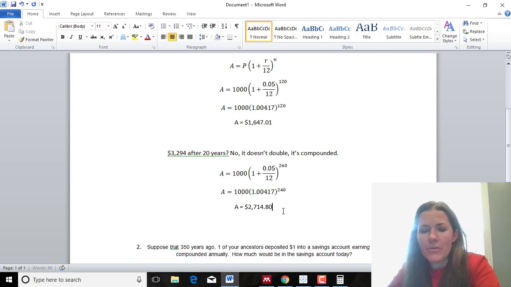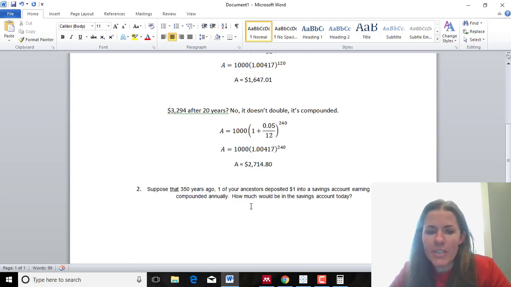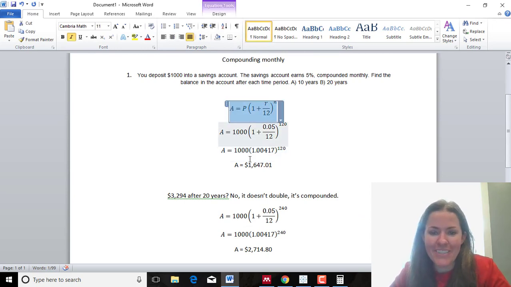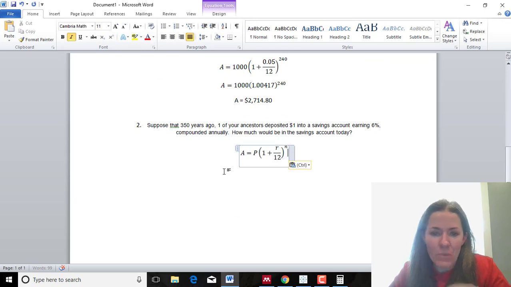All right, now let's look at this last question here just to give you another idea. This one says, suppose that 350 years ago, one of your ancestors deposited $1 into a savings account earning 6% interest compounded annually. That's just silly, right? I mean, first, are there banks that are that old? I guess so. I don't know. That's just kind of a silly problem. But it's worth looking at because it's kind of an interesting idea. So one of your ancestors deposited this much into the account.